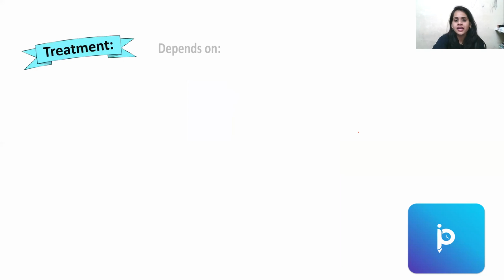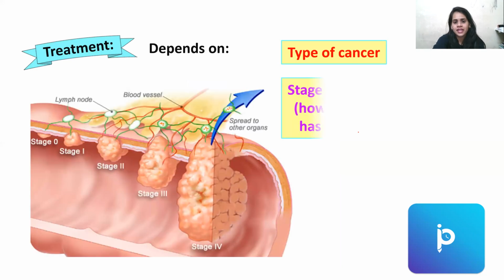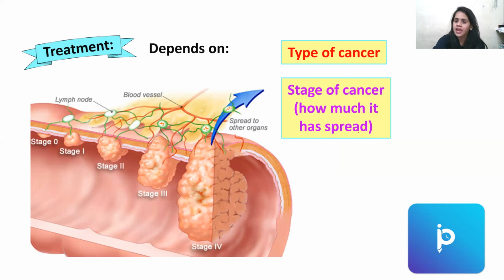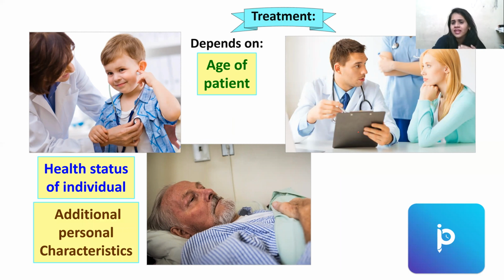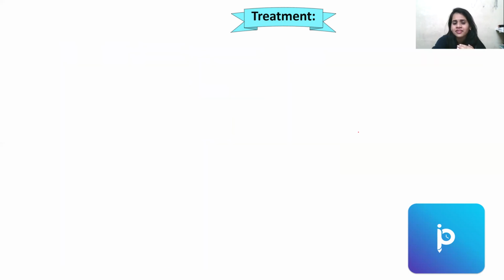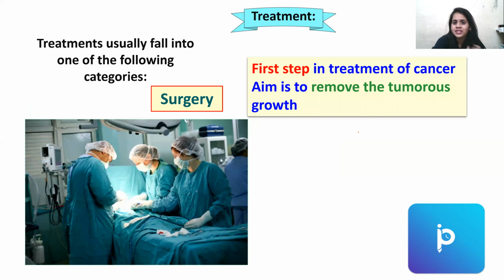So treatment obviously will depend on the type of the cancer and the stage of cancer as well. Apart from the type and stage, it will also depend upon the age of the patient, how healthy the patient is, and other personal characteristics. So treatment usually falls into the following categories, like surgery. Surgery is adopted specifically for benign tumors, because they do not spread and are enclosed in a capsule, so it's easier to remove them through surgery.